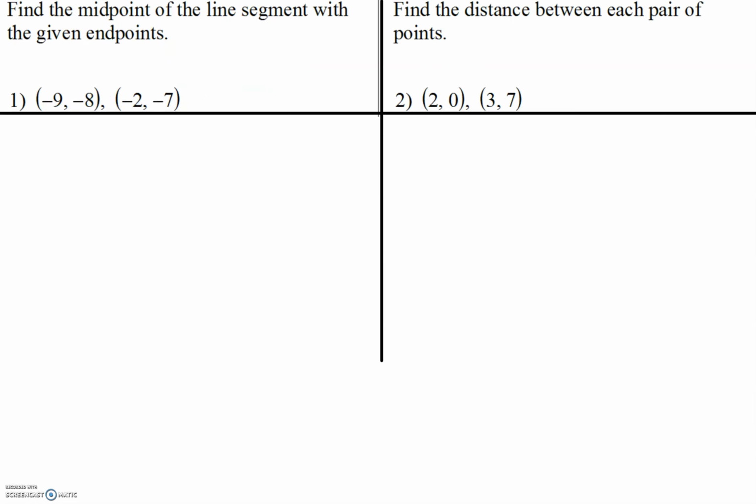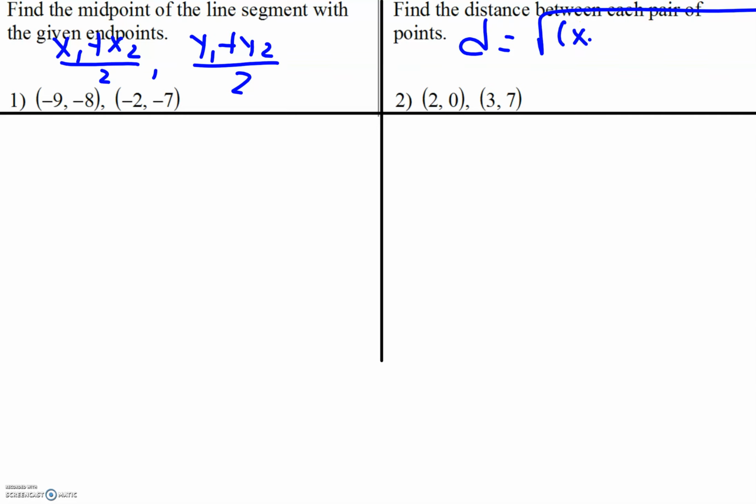Okay, we just did that problem. Here's the part of the video where you pause it. Try this out on your own. Try to see if you can solve for the midpoint and the distance. Again, the midpoint formula is x1 plus x2 divided by 2, comma, y1 plus y2 divided by 2. And the distance formula is the square root of x2 minus x1 squared plus y2 minus y1 squared. Pause the video, and then I'm going to work through it.